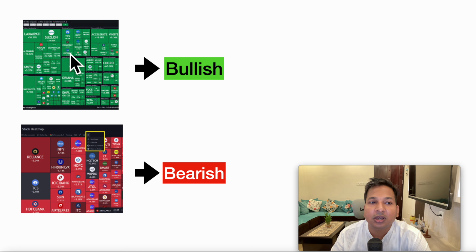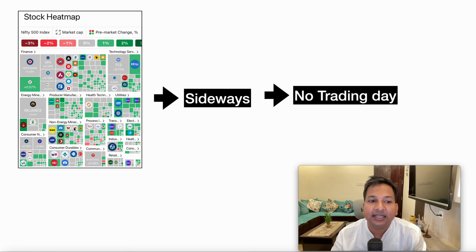If most of the stocks are in green, you can consider that bullish sentiment will be there today, which has a higher probability. If most of the stocks are in red, you can conclude that today the market may be bearish. If most of the stocks are white or gray, meaning 0% change, then you can conclude that the market can be sideways. So this is a no-trading day for intraday, for momentum players.